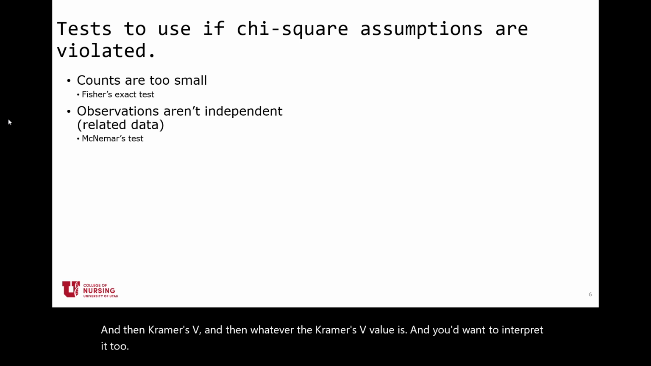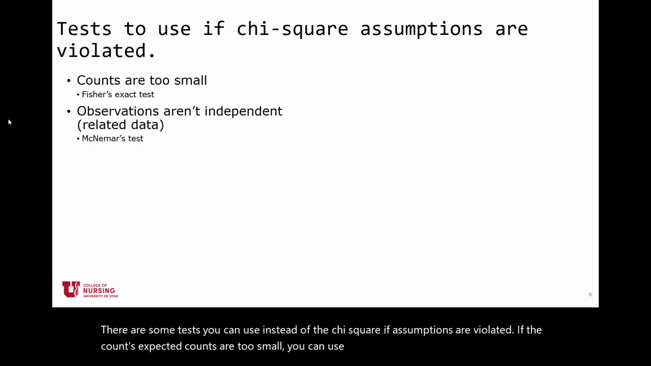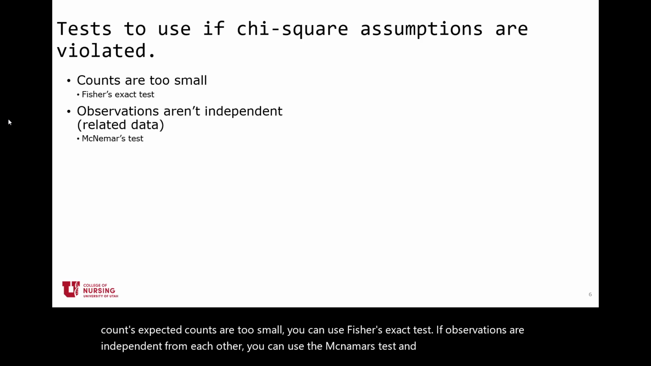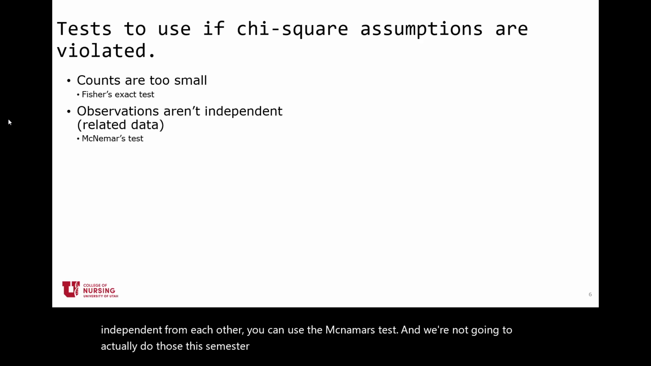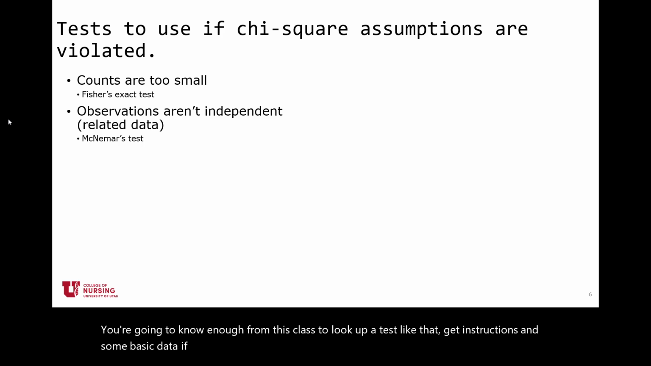There are some tests you can use instead of the chi-square. If assumptions are violated, if the expected counts are too small, you can use Fisher's exact test. If observations aren't independent from each other, you can use McNemar's test. We're not going to actually do those this semester, but just be aware there are some other tests. You're going to know enough from this class to look up a test like that and get instructions and some basic data if you needed to, or consult a statistician and get some help.